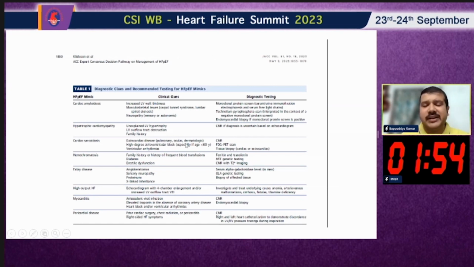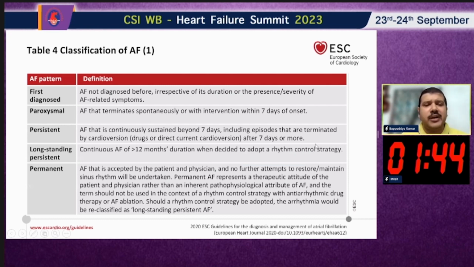But in our patient, I believe we are actually diagnosing heart failure with preserved ejection fraction, the true heart failure with preserved ejection fraction. Now coming to a few points about the atrial fibrillation in the patient, we do not know whether it is the first diagnosed case or not. But since it is not given in the history, I believe it is the first diagnosed case of AF.